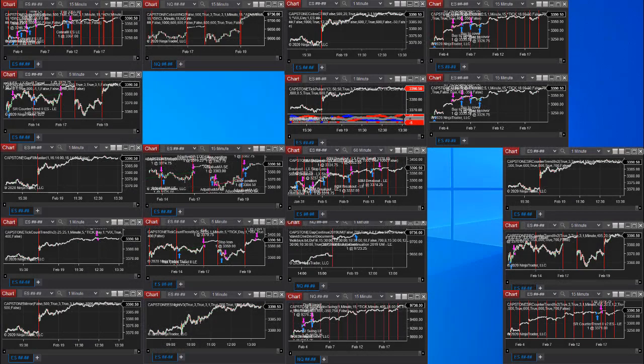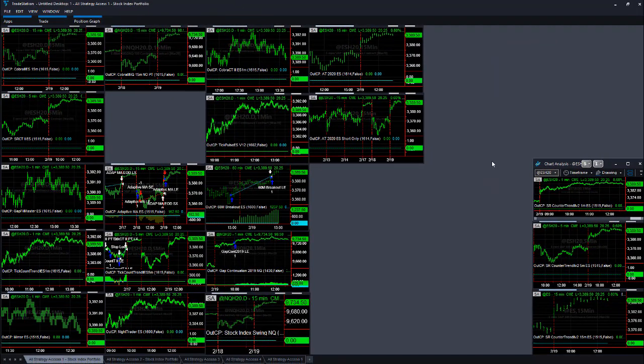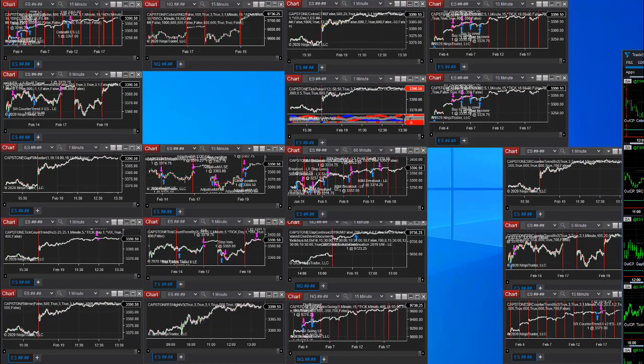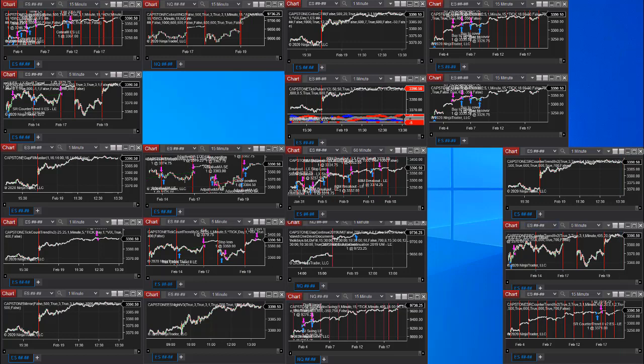In this video, I'm going to go over the NinjaTrader 8 All Strategy Access Workspace 1. I'm going to compare it to TradeStation. Here is what the TradeStation 10 workspace looks like, and here is what it looks like in NinjaTrader 8. 19 different algos in this setup, and it's the first of 5 workspaces in the All Strategy Access portfolio.